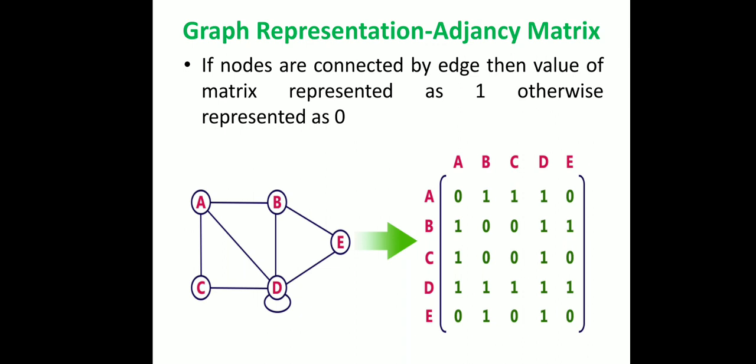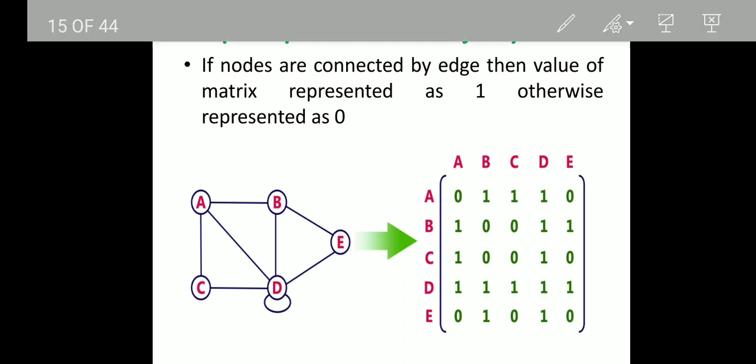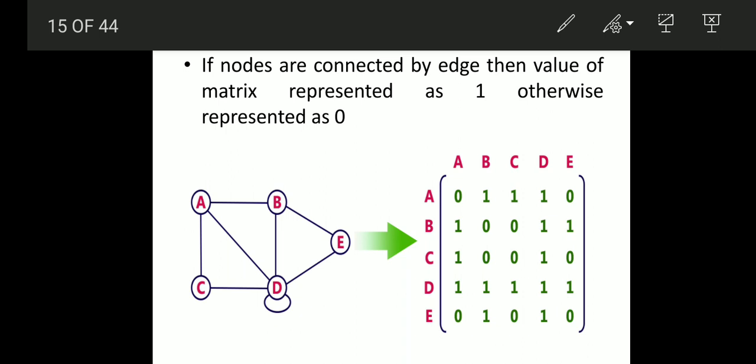So in this example, let's say AA. AA doesn't have any edge, so that will be 0. A to B, there is an edge, so we are writing 1. A to C, there is an edge, we are writing 1. A direct edge is required, indirect is not counted.